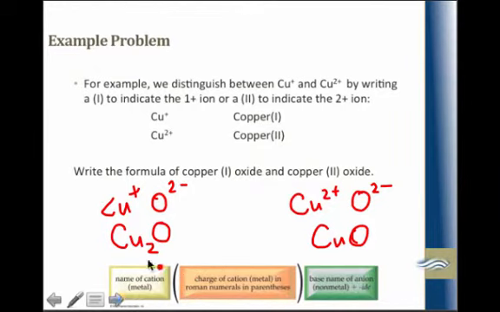Notice the general naming convention: the name of the cation, copper, the charge in Roman numerals, and then the anion's ending gets changed to IDE. So I say oxide, I don't say oxygen.